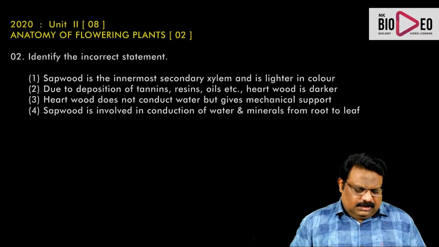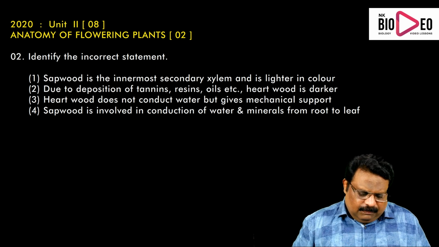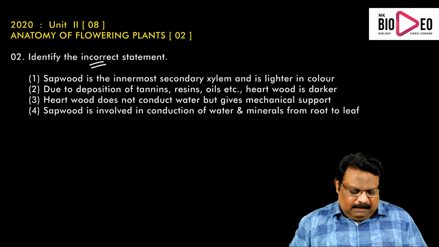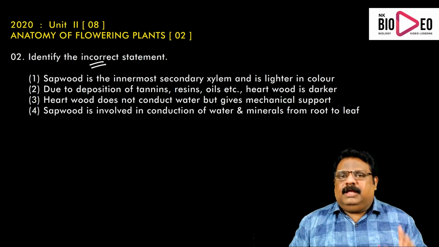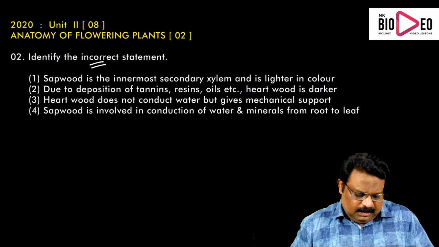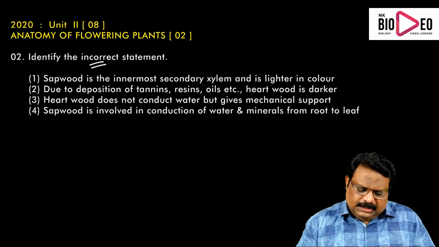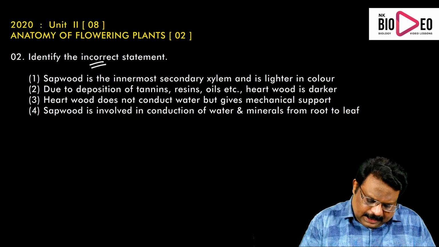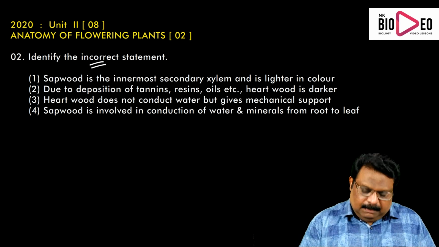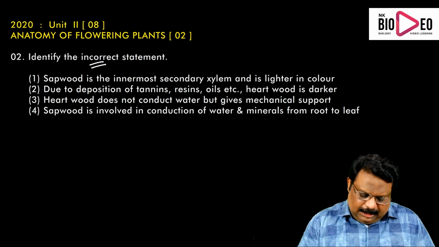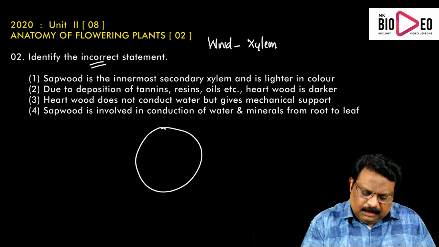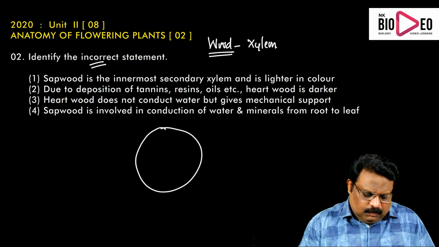Now the second question from anatomy. Identify the incorrect statement. That means three of them will be right and one will be wrong. We have to find out the wrong statement. Sapwood is the innermost secondary xylem and is lighter in color. Here you can see that in an adult plant, the primary tissues are replaced by secondary tissues. Wood means xylem. So the wood is differentiated into heartwood and sapwood.